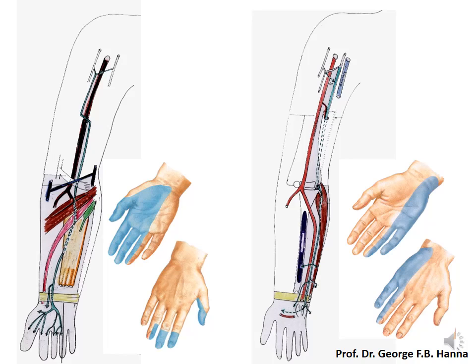Sensory distribution, you can see here in the hands. Median nerve supplies lateral 1/3 of the palm, as well as lateral 3.5 fingers palmar aspect and the dorsal aspect of the distal two phalanges of these fingers. Ulnar nerve supplies medial 1/3 of the palm and medial 1/3 of the dorsum of the hand, as well as medial 1.5 fingers, both palmar and dorsal aspect.